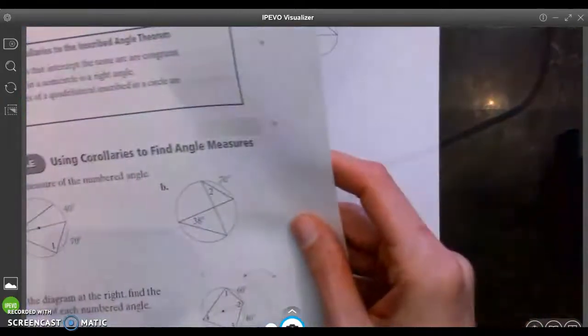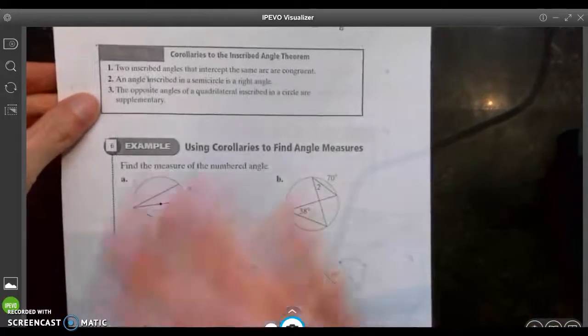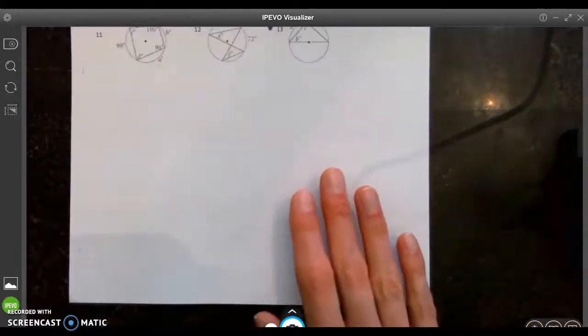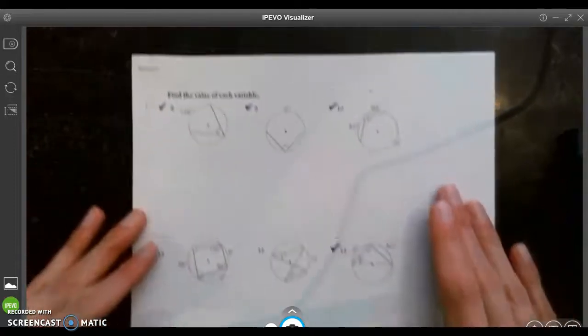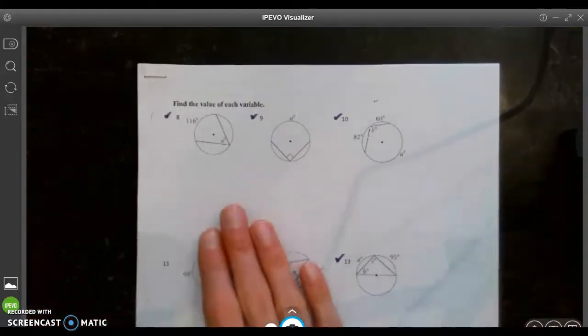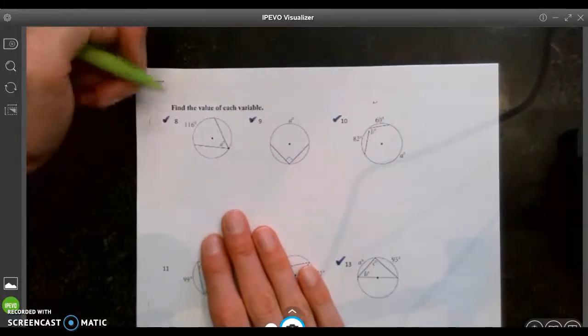So now we're actually going to skip all of this page. It gets into some corollaries that go with that formula that aren't as important. So we're just going to look at 4 problems here. So if I use the formula for this first one, because I have an intercepted arc, I know it's an intercepted arc because its angle is on the circle.